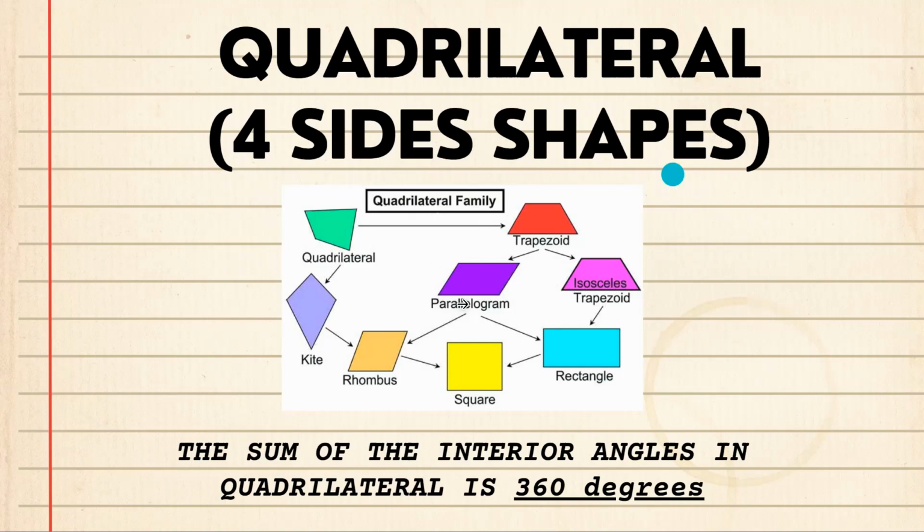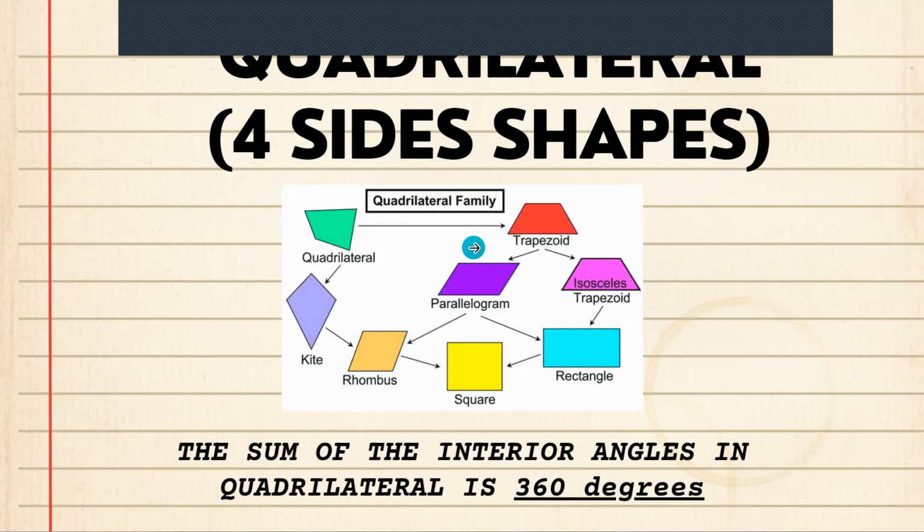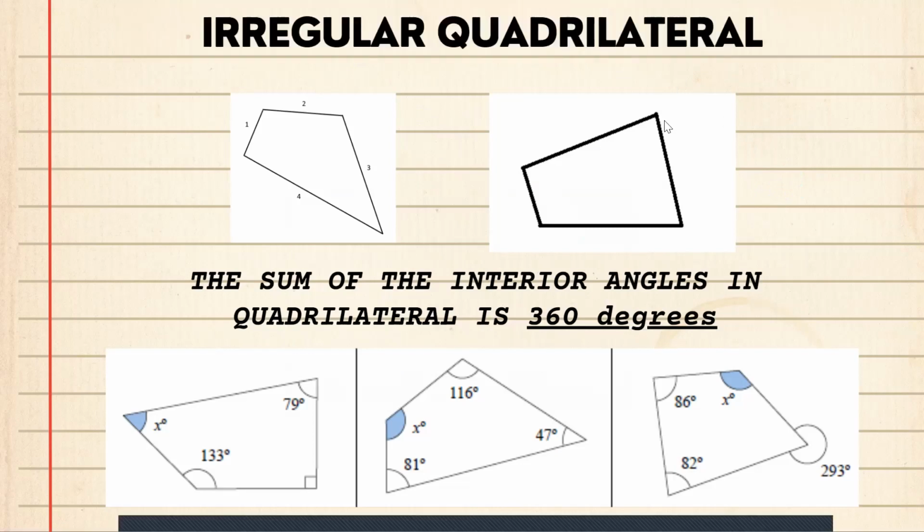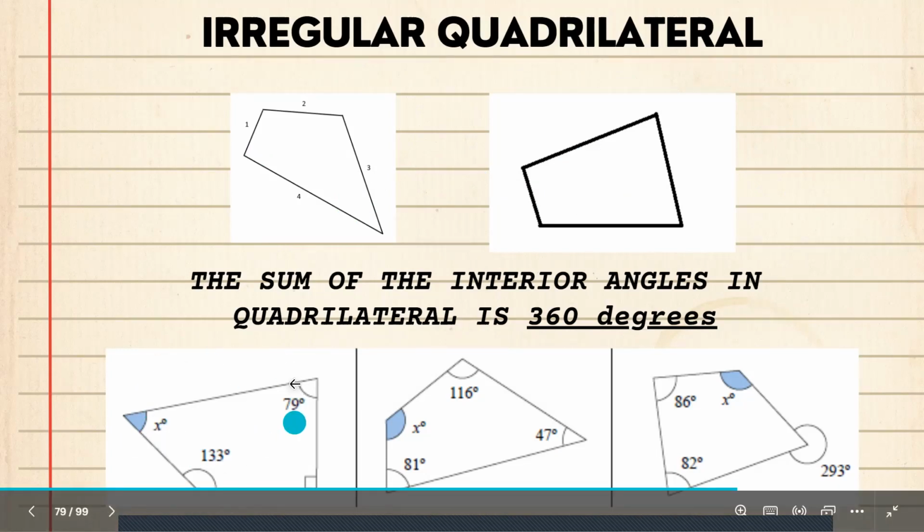Okay, this is the quadrilateral family that you can remember. Now we are going to learn about it one by one. Let's go to the first part, which is the irregular quadrilateral. The shape is like this. And just like the previous one, the main key of today's lesson, the sum of the interior angles in a quadrilateral is 360 degrees. Let's look at the left questions.